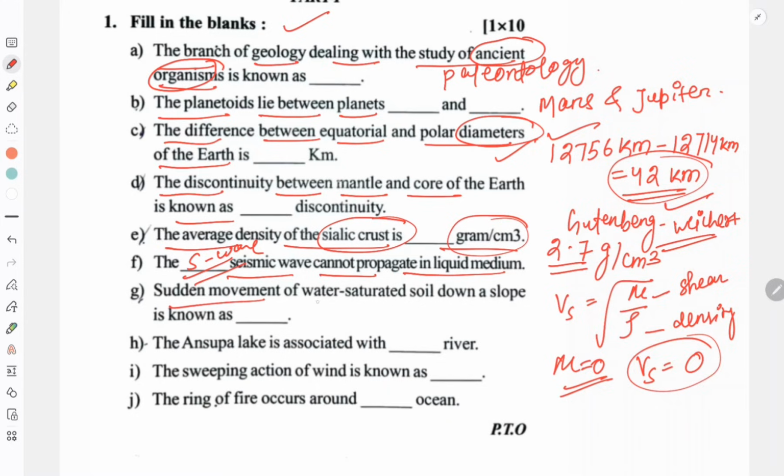The sudden movement of water saturated soil down a slope is known as dash. So the answer will be mud flow. Then the Ansupa lake is associated with dash river. It is a very common question. It will be Mahanadi river.